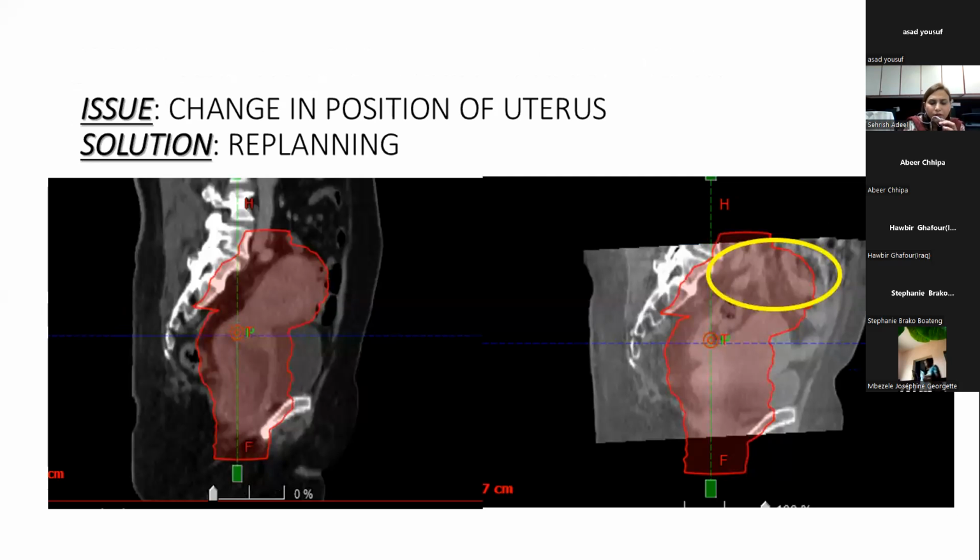The other example is from a cervical cancer patient. Here you can see that this whole area is the disease part, which is involving the cervix and whole of the vagina.